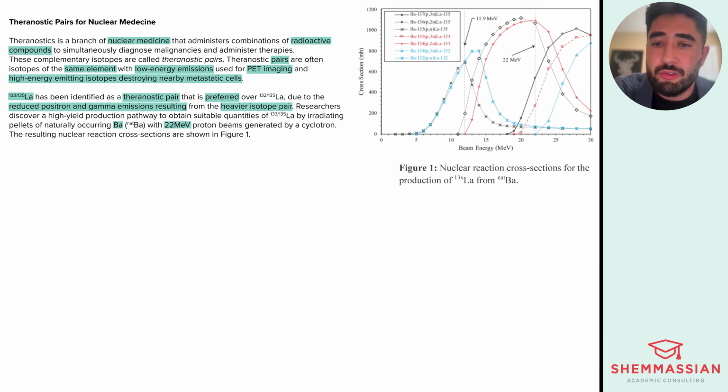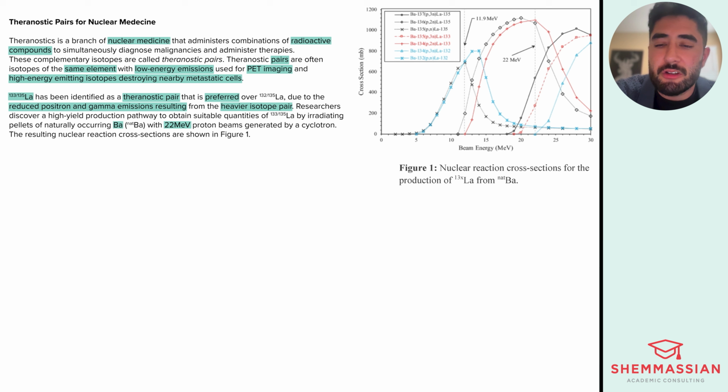Figure 1 is titled Nuclear Reaction Cross-Sections for the Production of 13X Lanthanum from Natural Barium. So with this graph, you can see that it's a bit complicated of a figure, right? We've got a lot of different variables here, a lot of different characteristics, a lot of different lines, and it's just complicated to read and understand the trends here.